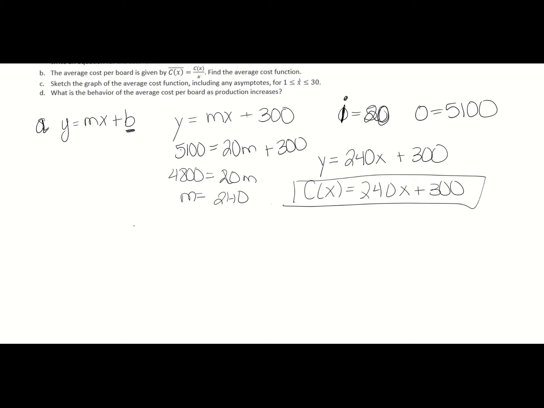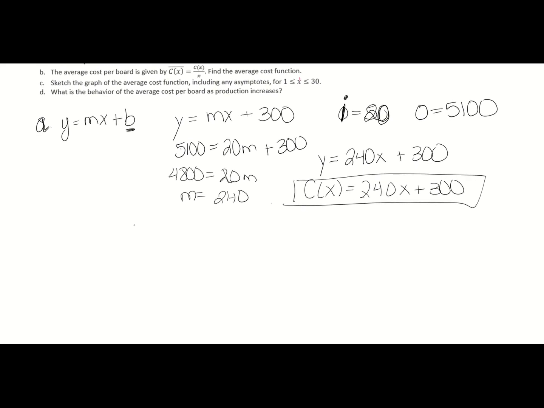Part B. The average cost per board is given by, and this is always the average cost function, your total cost divided by how many, in this case, surfboards you have. That makes sense, because if you have 5 people in a room and you want to find their average age, you add up all their ages and divide by 5. So the average cost is our cost function from the previous part, 240x plus 300, over x. Done.